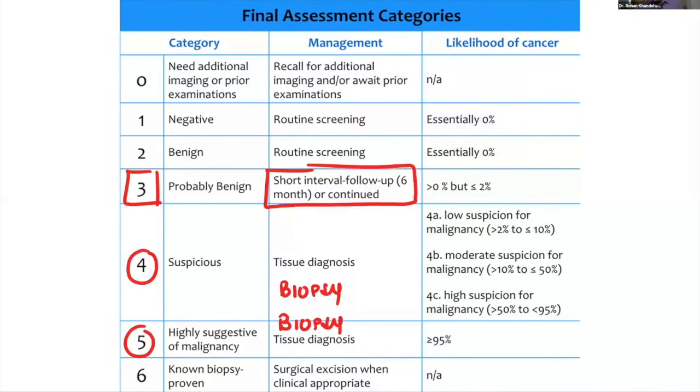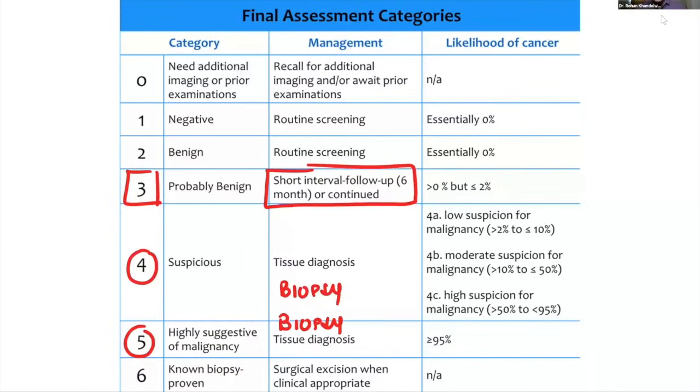BIRADS 1 is negative, everything is fine. You tell the patient to come back after 1 year. Routine screening is after 1 year. BIRADS 2 is benign. Again, you tell the patient to come back after 1 year. BIRADS 3 is probably benign. Probably benign was asked last year in the exam. Short-term follow-up. That means you will repeat the scan, instead of 1 year, after 6 months.